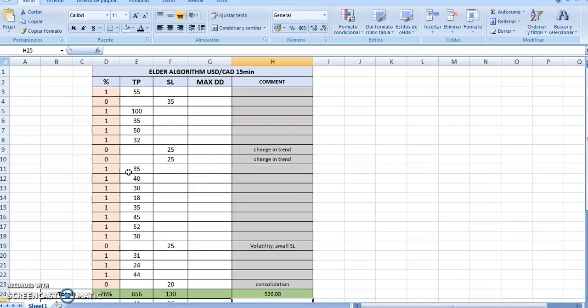I'd recommend doing a backtest on all the pairs that you trade at the end of the month, and this will help you just improve your strategy over time and learn what you're doing wrong and what you can improve.